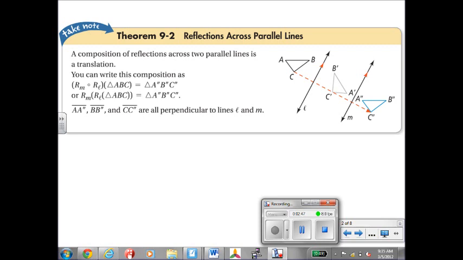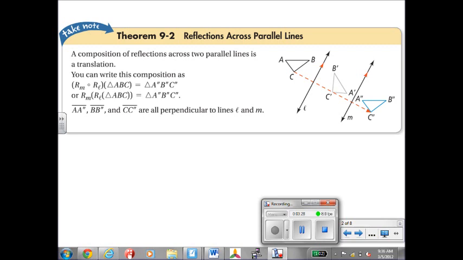Another way of writing composition is this thing down here below. This is the reflection of M of the reflection of L of triangle ABC. Okay, the big thing to notice on this too is the tricky part is notice which reflection takes place first. Which line is reflecting over first? L. Okay, when you do the composition, it always starts with the inside first, and the inside, if you look at the second way of writing it, is L.